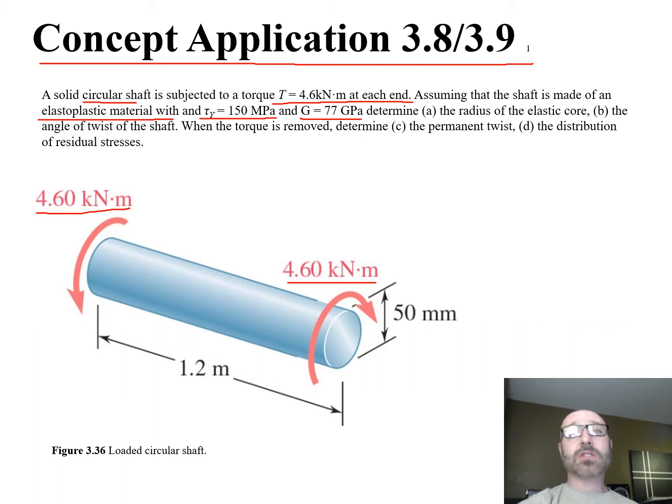So the first thing they want us to find is they want us to determine the radius of the elastic core. Then they want us to find the angle of twist of the shaft. From there, they tell us that when the torque is removed, they then want us to find part C. They want us to determine that permanent twist right there. And then lastly, they want us to find the distribution of the residual stresses.